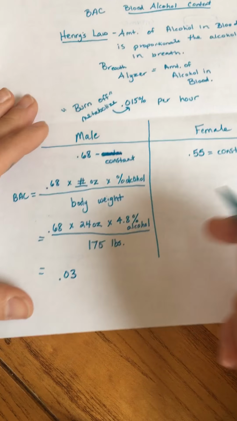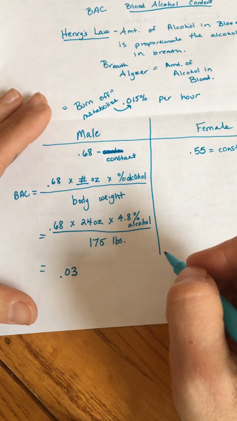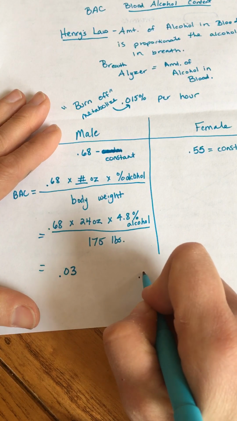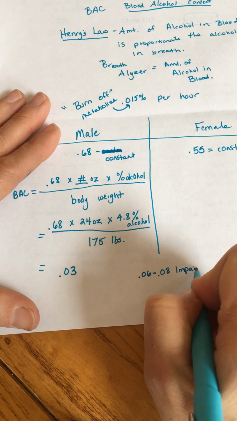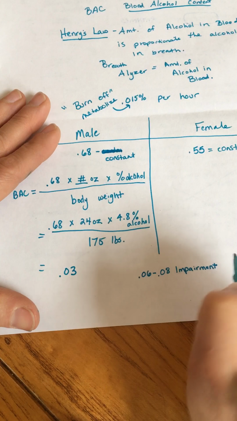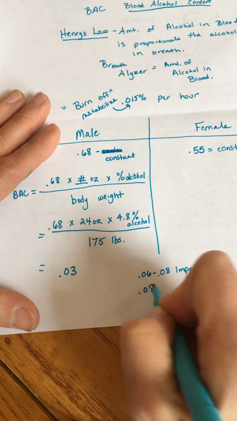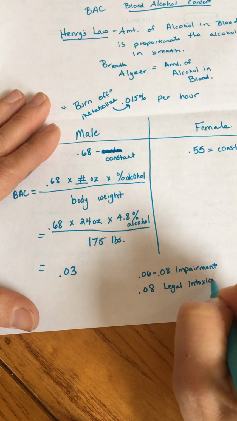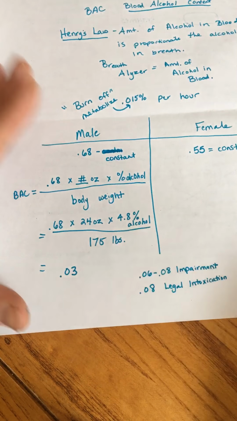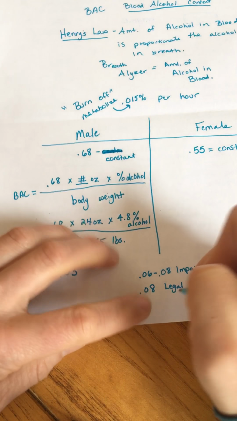All right. Just for your values, I'm sure that you learned this in health class. You know that 0.06 to 0.08 is impairment. At least I'm assuming you know that from health. And that 0.08 is legal intoxication. And that was in New York State.